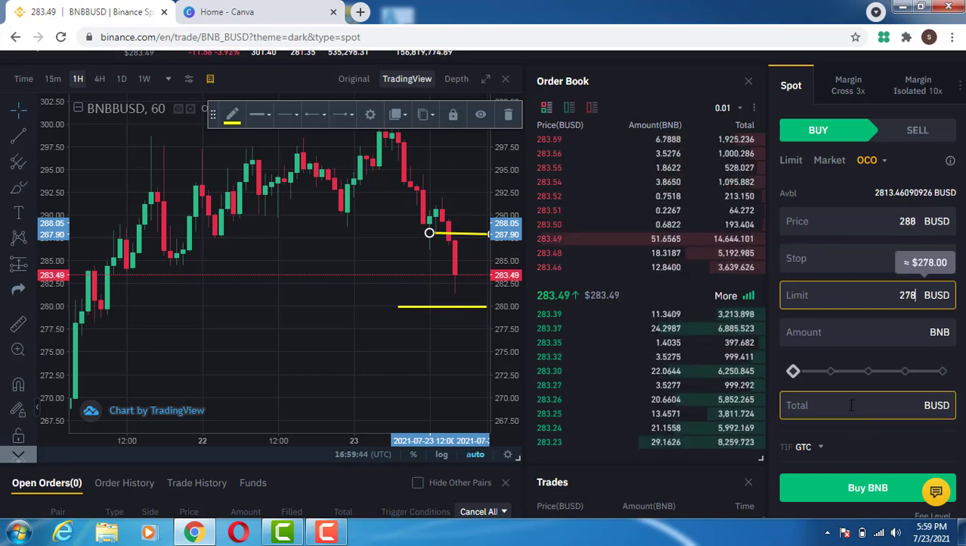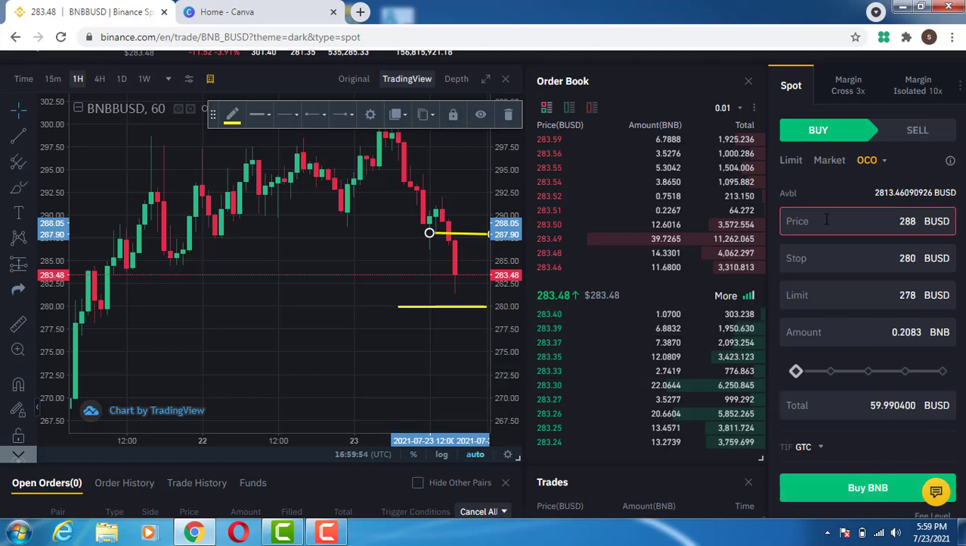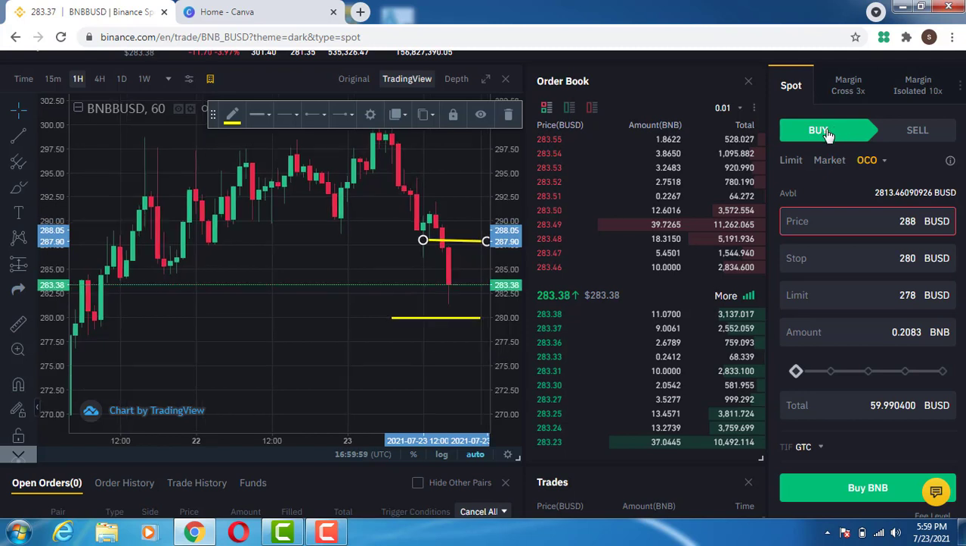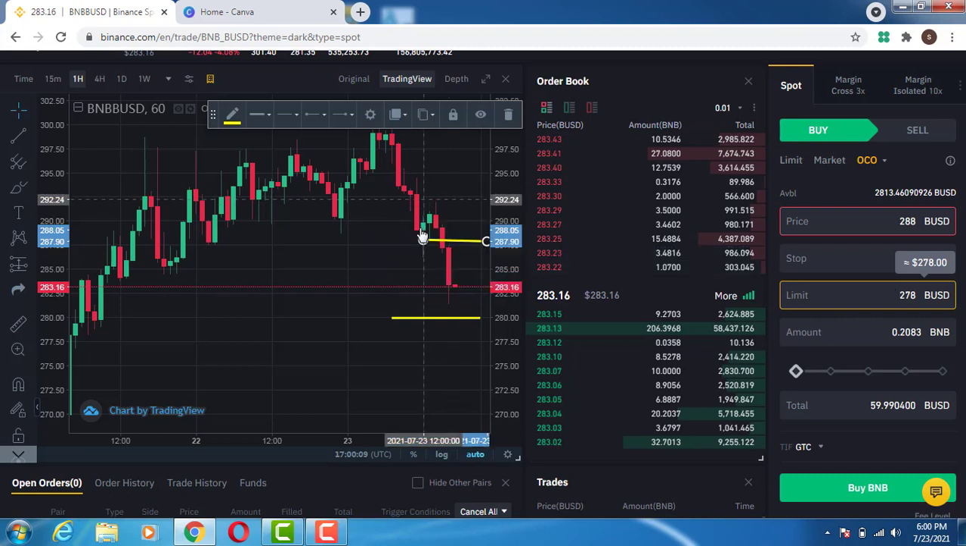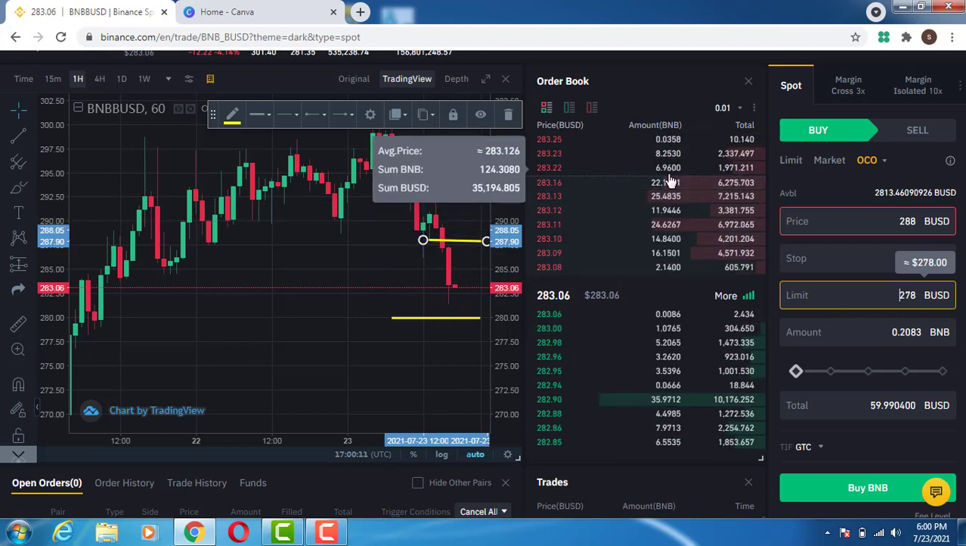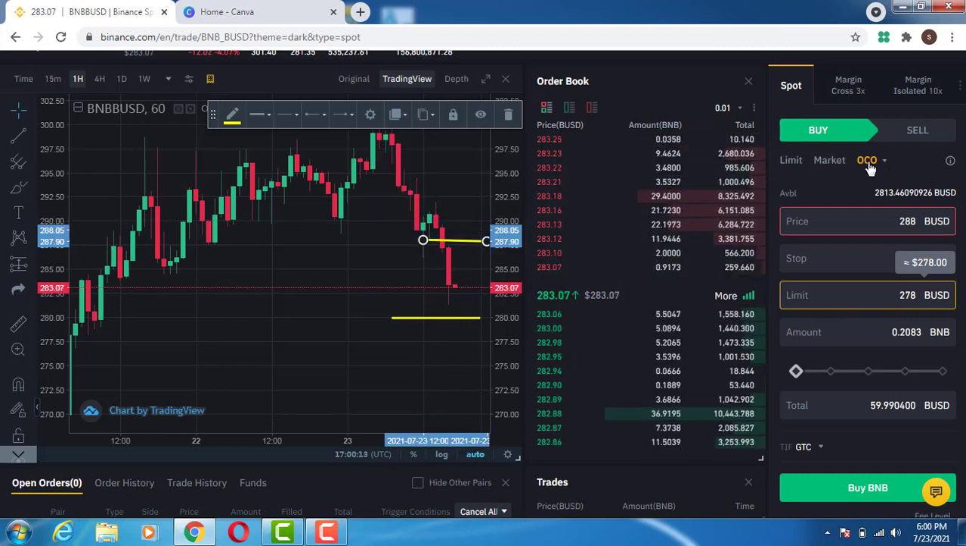Right here, if I put the quantity of BNB, if I want to use $60 worth of BNB, that is 60 BUSD, and I click buy, you see they will tell me the order cannot be placed, because if you want to place an OCO buy order, the limit maker order must be below the current market price, while the stop and the limit order will be above the current market price. So that is how you set an OCO buy order.